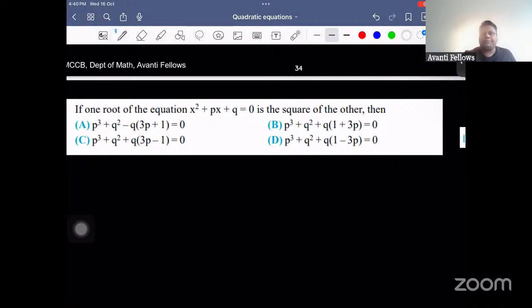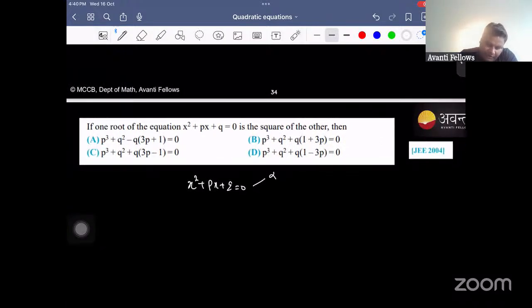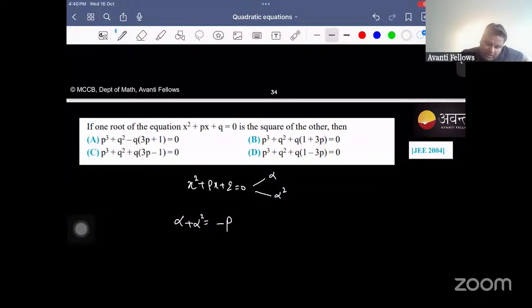Now see, let me do it. Let's see what the answer is. They are saying one root of this equation is the square of the other root. So x² + px + q = 0. If one root is alpha, the other root is alpha squared. So I got alpha plus alpha squared as −p and alpha cubed as q. Am I correct?